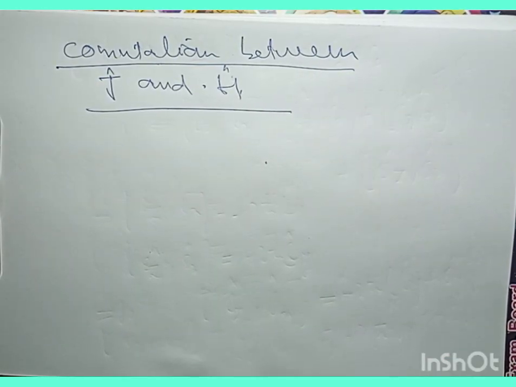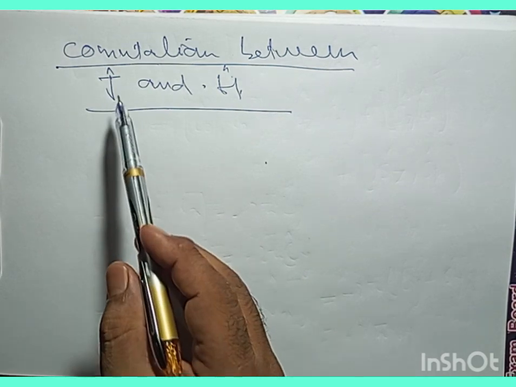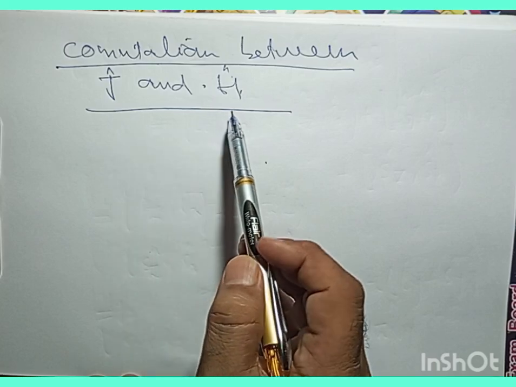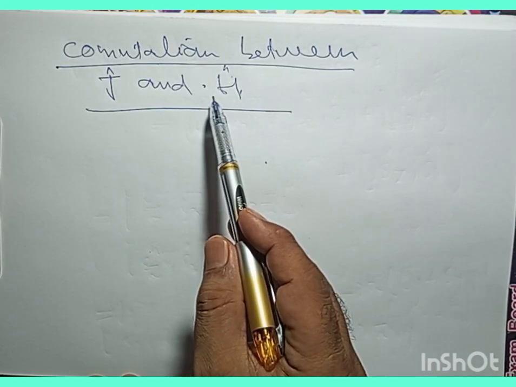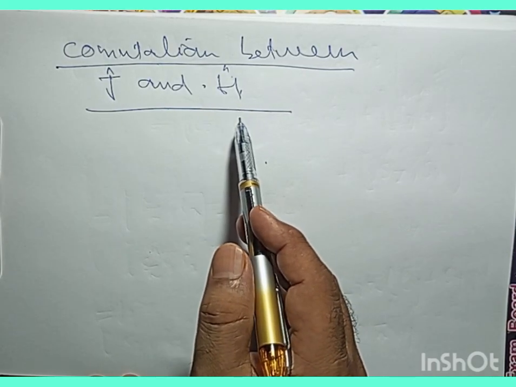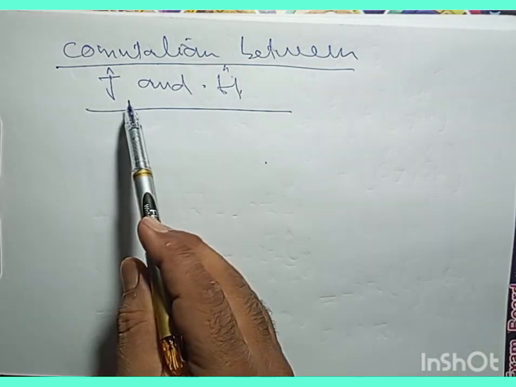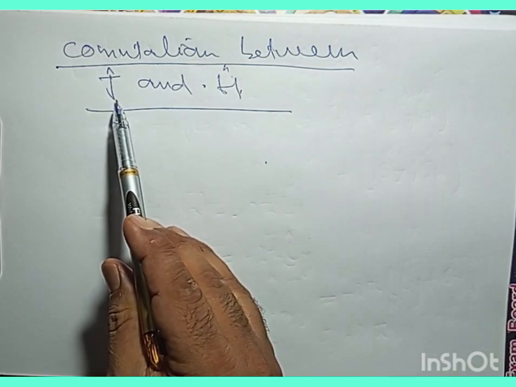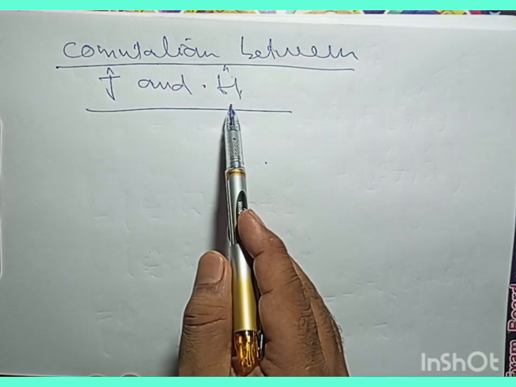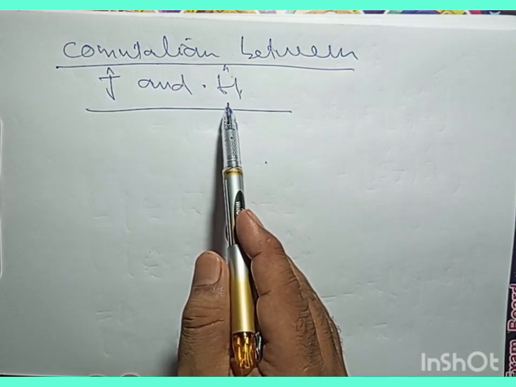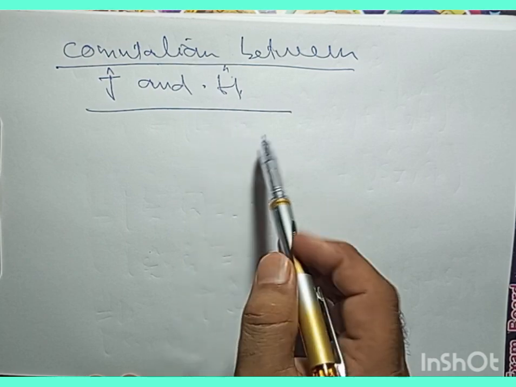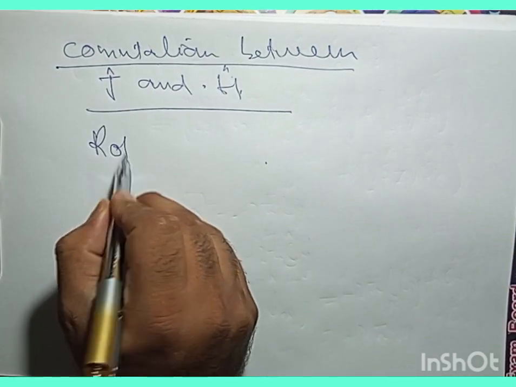So dear students, in this video I'll be talking about the commutation relation between the total angular momentum J operator and the Hamiltonian operator. So that's the point of discussion in this video. The commutation relation between J, which is total angular momentum, and Hamiltonian operator H is an important aspect of quantum mechanics, particularly in systems in which you have rotational symmetry.